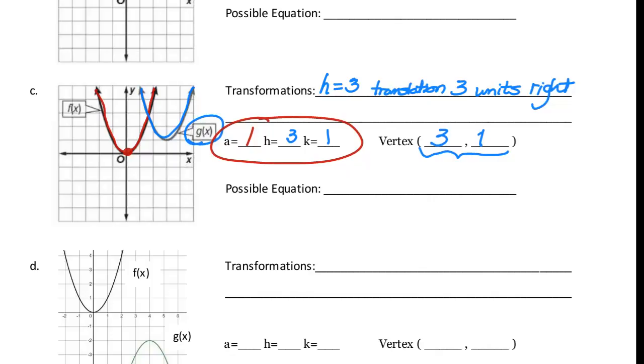And k is equal to 1. That is a translation of 1 unit. In what direction?